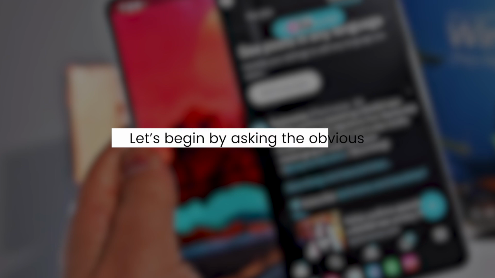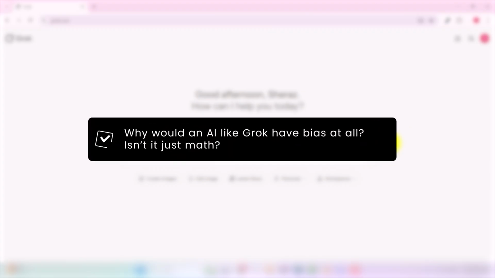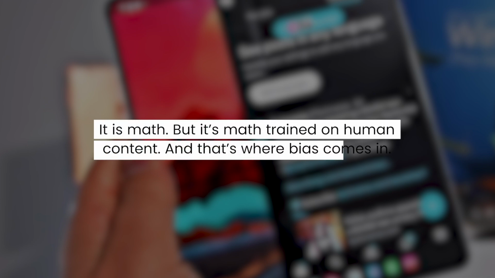Let's begin by asking the obvious. Why would an AI like Grok have bias at all? Isn't it just math? It is math, but it's math trained on human content, and that's where bias comes in.